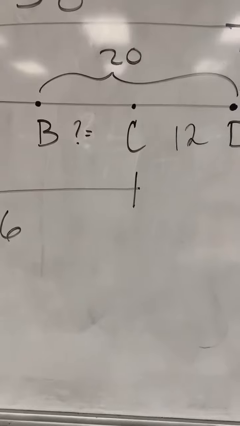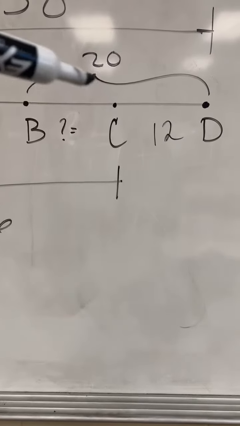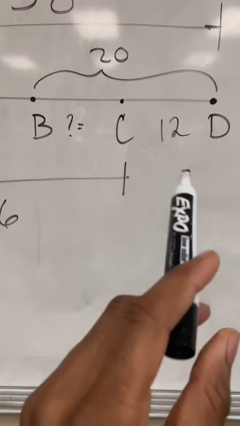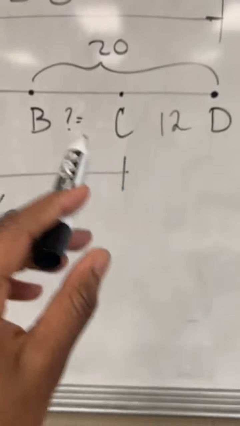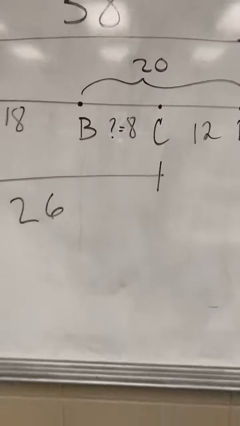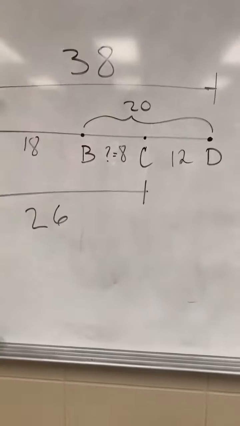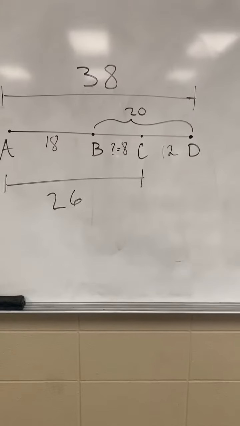And notice this has been nothing but a series of subtractions. So now I know what BD is. BD is 20, and out of that 20, I have 12. So that means this has to be 8. And if it's done correctly, if you add all three of these numbers up, you should get 38, which should be the whole amount.